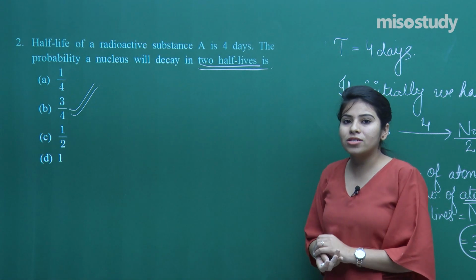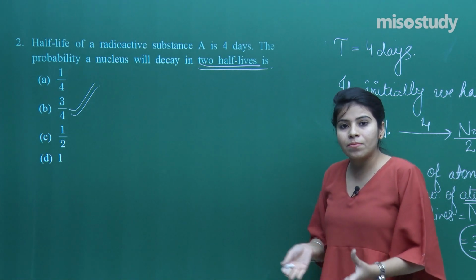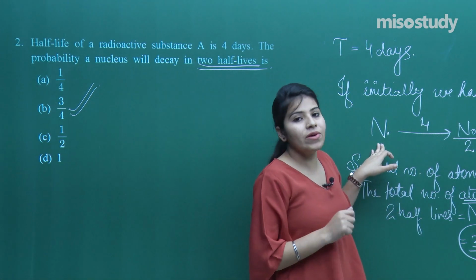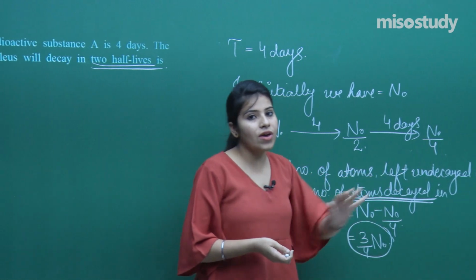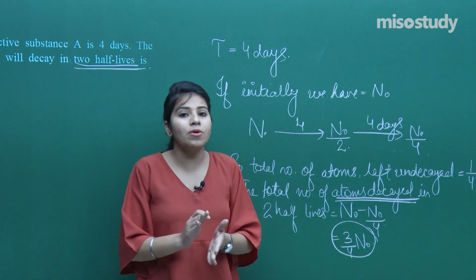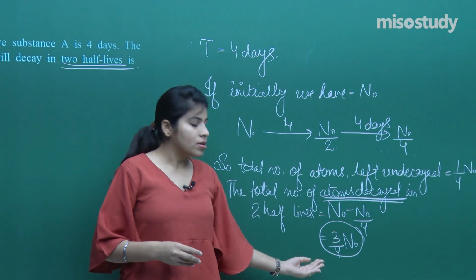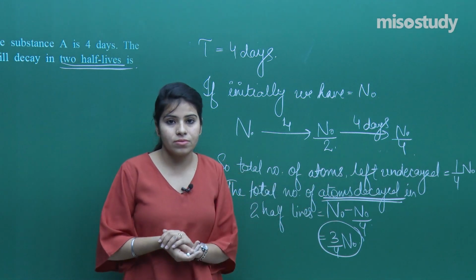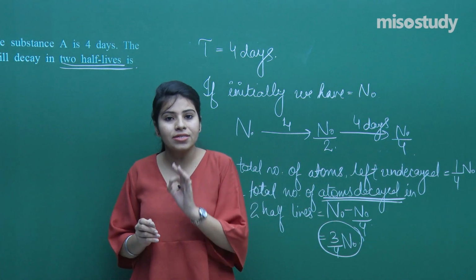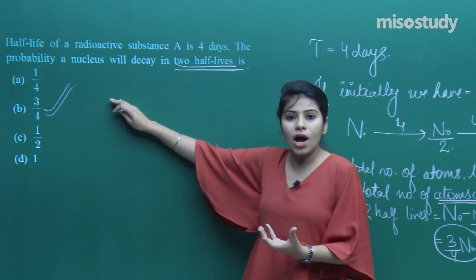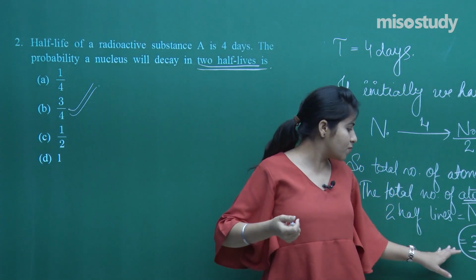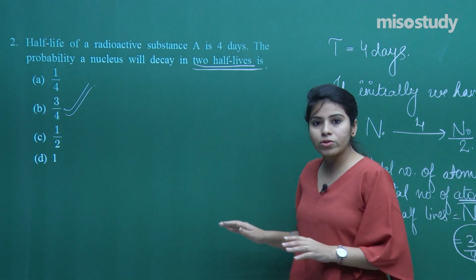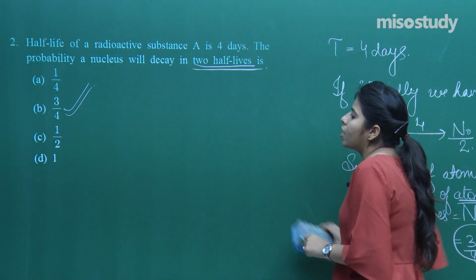So let me just tell you what the probability is. The probability is nothing but the original minus the final, but here we know that initially we have n naught atoms and finally we have n naught by 4. So the total number of atoms that has decayed must be 3 by 4 n naught, and this is the probability after the 2 half-lives. So you need not worry if you get such a question, and if you see that in the 2 half-lives your probability is the same as you have come out to be, you just have to tick that option. So yeah, we are now done with question number 2. Let me just see.